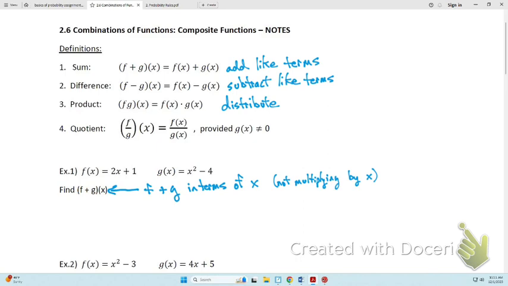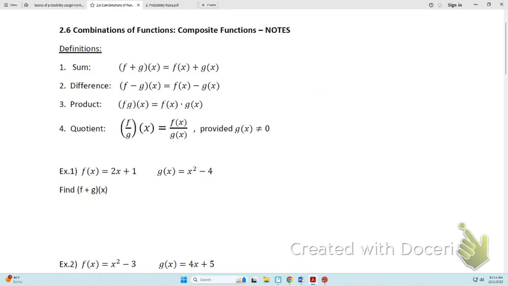So on number one, I just start by writing function f, and I write a plus sign, and then I write function g, and you combine like terms. I like to have the largest exponent first, so I move x squared to the front. Then I see a 2x, and I see a 1 and a negative 4, so that becomes negative 3. And that's it. That's all you do. It gets more difficult on the back of this handout, but at the very beginning, very basic.